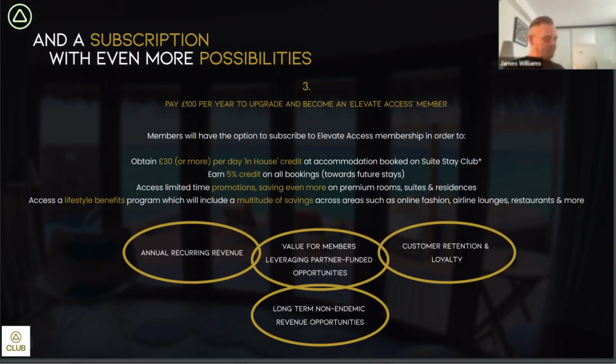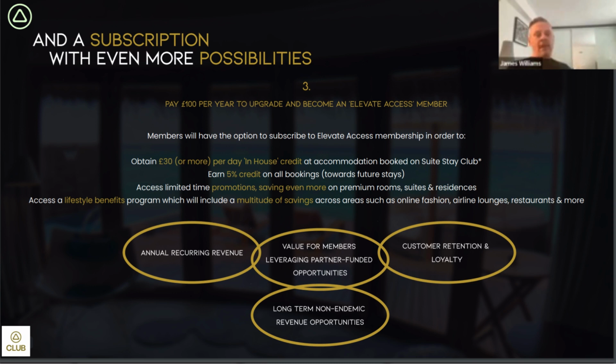Next slide, please. In addition to that, our members will also have the option to subscribe to become Elevate Access members. What is this? Well, aside from an additional revenue stream for us as a business, it provides some additional benefits for members who become subscribers.